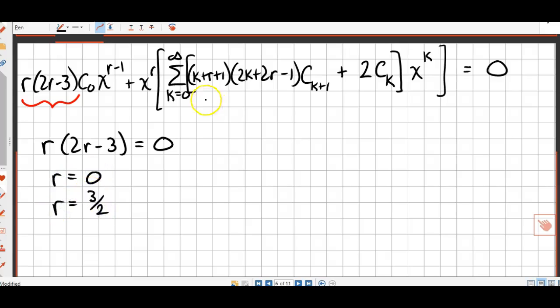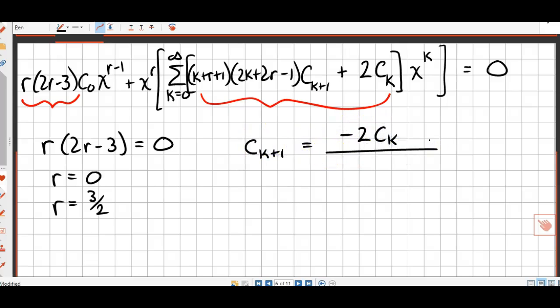And then we've also got the summation here. All right, so this summation coefficient, we get that c sub k plus 1, so I'm solving the whole thing all at once, is going to equal -2 times c sub k, and that whole thing is going to be over k plus r plus 1 times the quantity 2k plus 2r minus 1. And this is all for k greater than or equal to 0, right? So it's starting at 0.